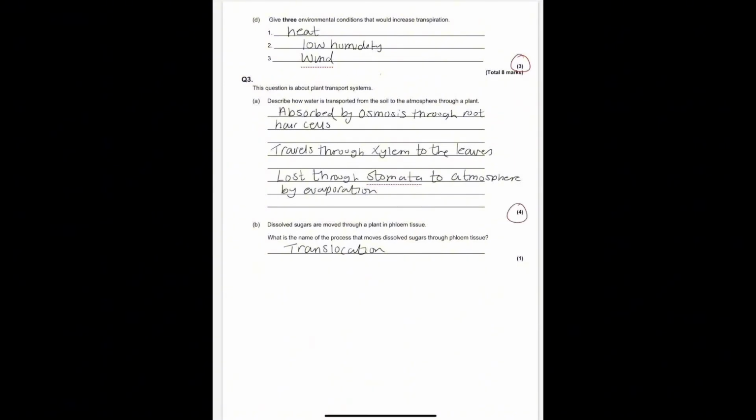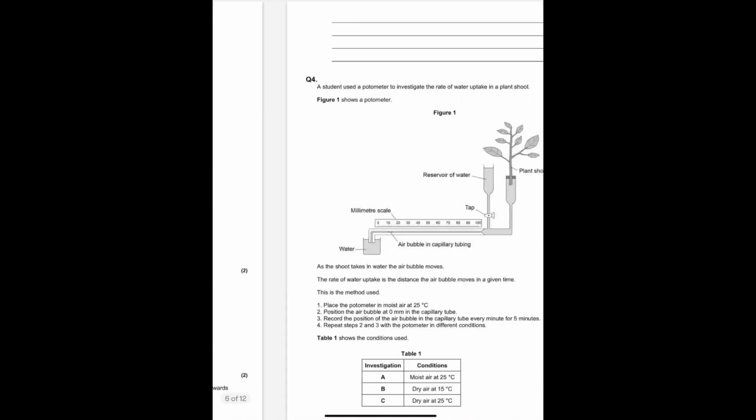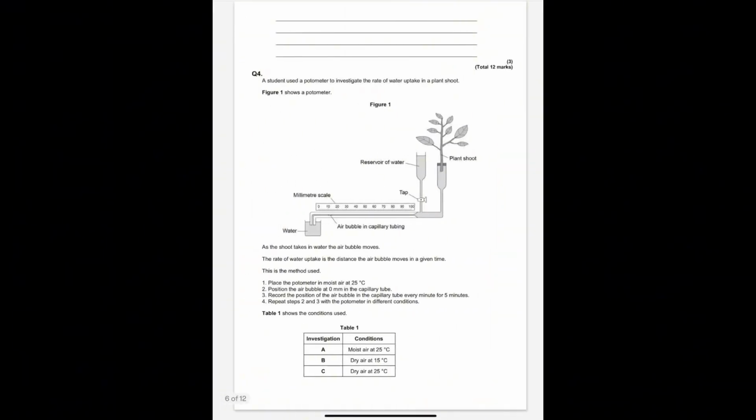So describe how water is transported from the soil. We've mentioned it's transported via osmosis, and then obviously it travels through the xylem to the leaves, and then the water is lost through the stomata to the atmosphere by evaporation. Okay, and that's all you need to write down to get the 4 marks. Right, now let's go into question 3b. Dissolved sugars are moved through a plant in phloem tissue. What is the name of the process that moves dissolved sugars through phloem tissue? And again, that's going to be translocation. Okay, I'm going to move on to the next question over here.